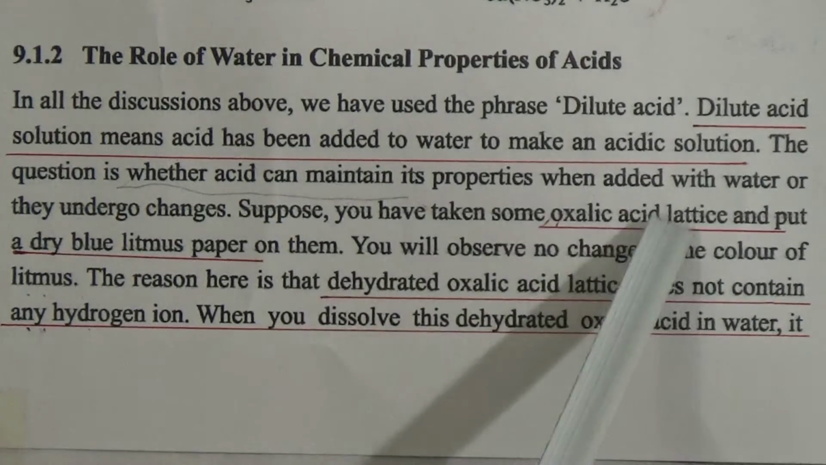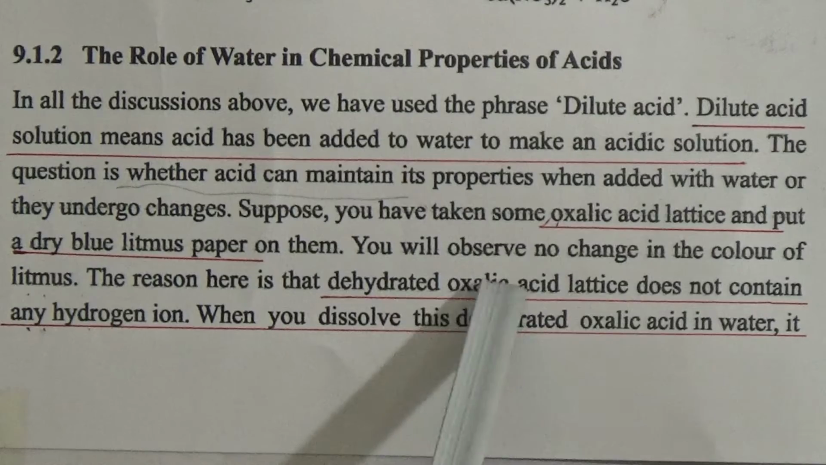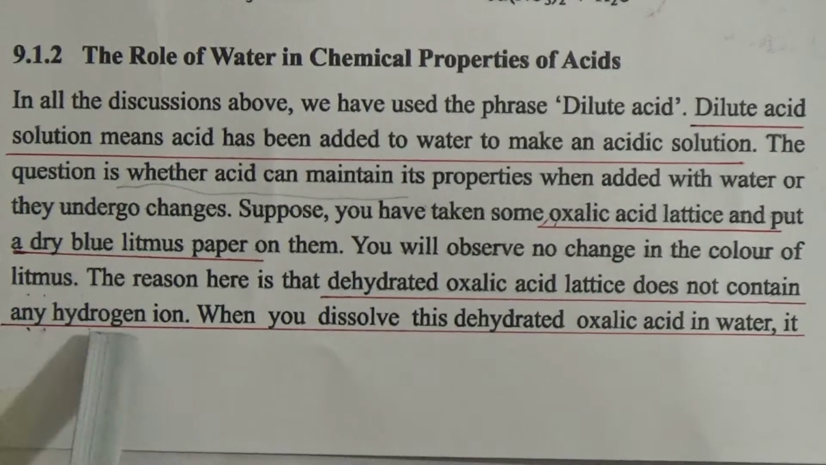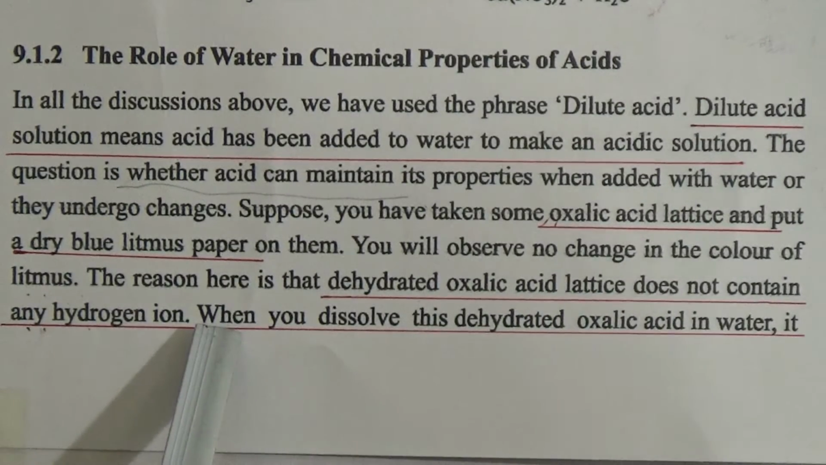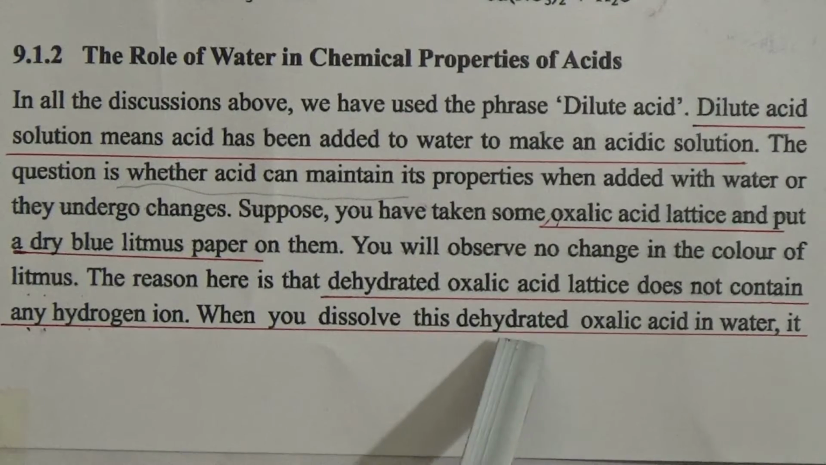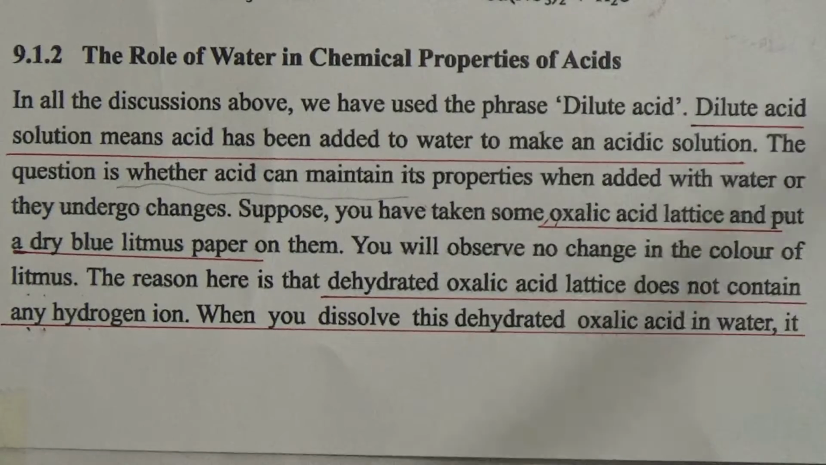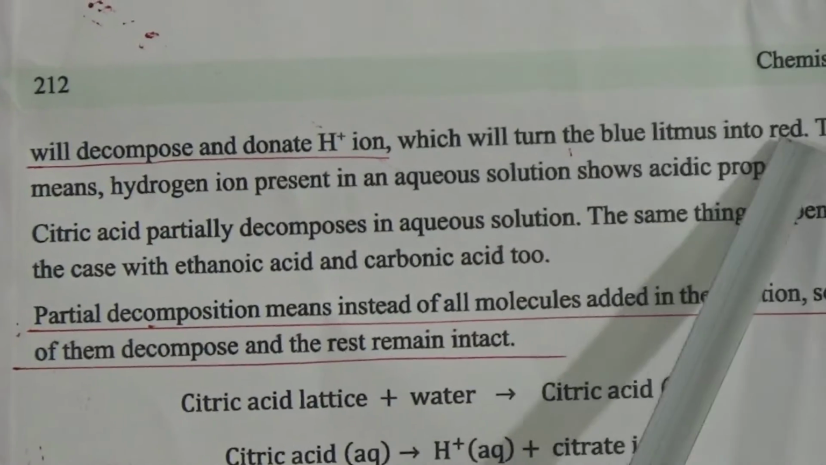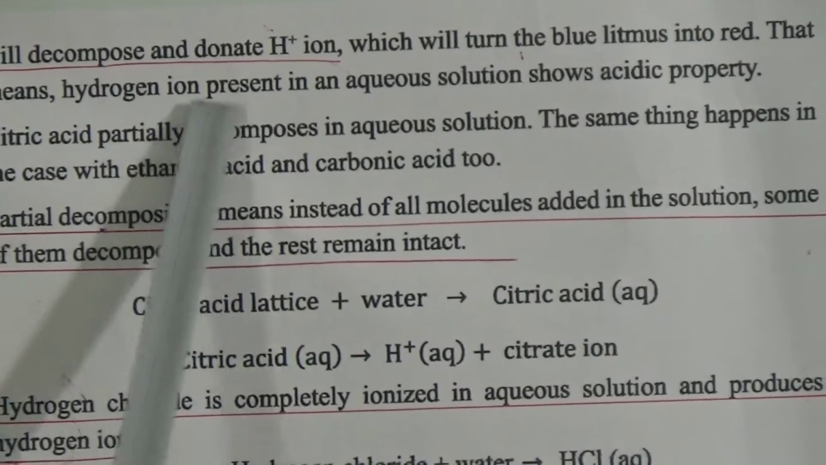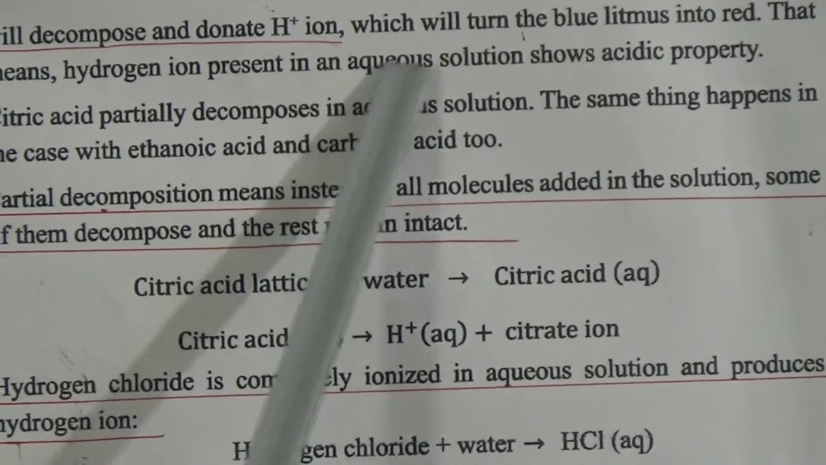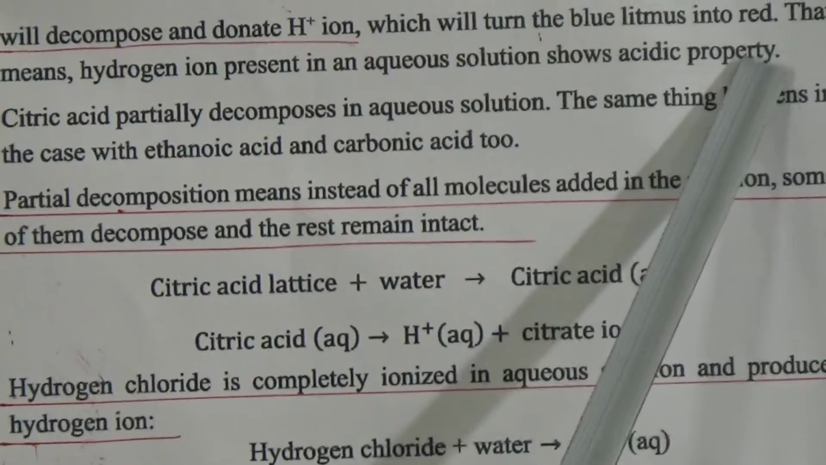That means it is dry oxalic acid, and dehydrated oxalic acid lattice does not contain any hydrogen ion, because in the acid's definition we said that when it dissolves in water it produces hydrogen ion. When you dissolve the dehydrated oxalic acid in water, it will decompose and donate hydrogen ion, which will turn the blue litmus into red. That means hydrogen ion present in an aqueous solution shows acidic property.